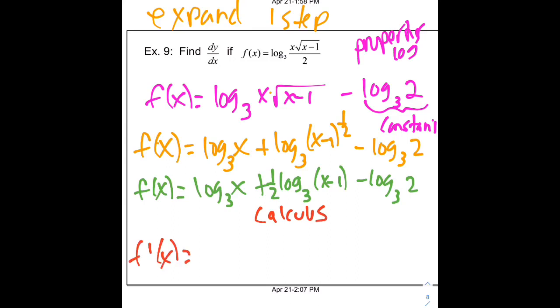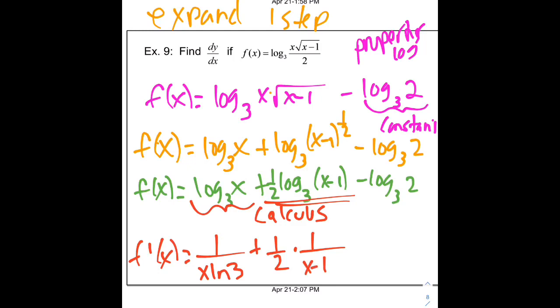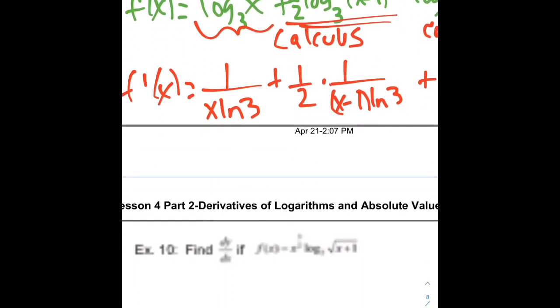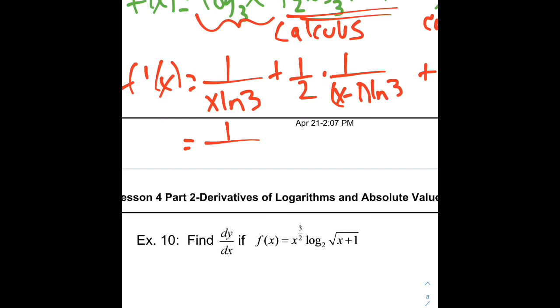F prime of x is going to be, this is the derivative of a log that is not base e, so it's still 1 over x, but I have to include the natural log of 3. In the second term, I'm going to pull the 1/2 out by constant multiple rule, and then it's going to be 1 over x minus 1, but then you have to multiply by the natural log of 3. And this right here is a constant, so it's technically plus 0. There's really no way to write this all nice and neatly. I would just leave it as 1 over x natural log of 3 plus 1 over 2 natural log of 3 times x minus 1.